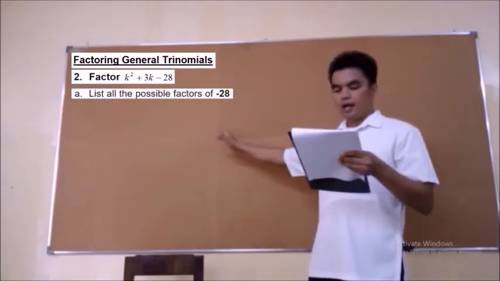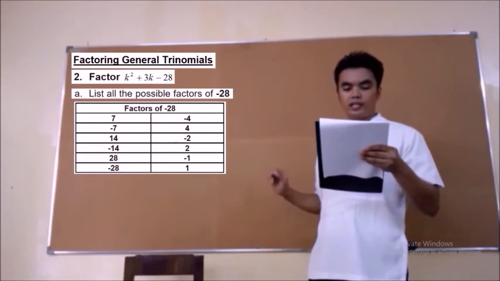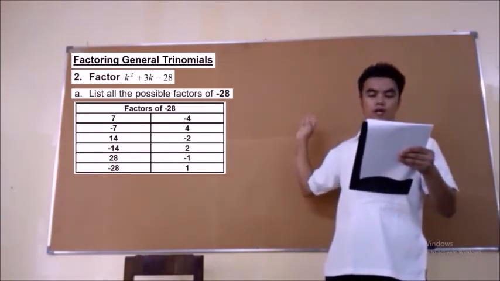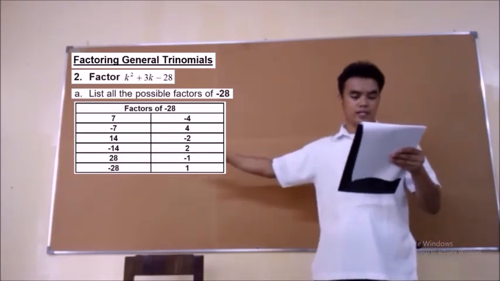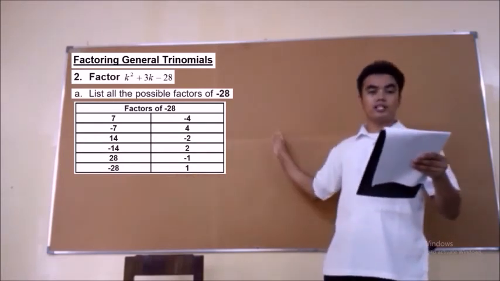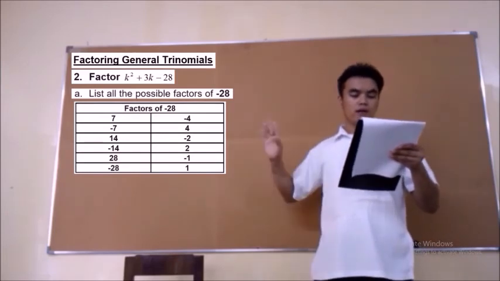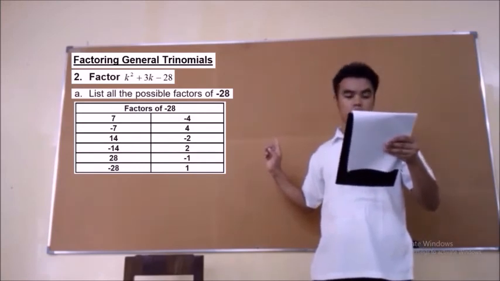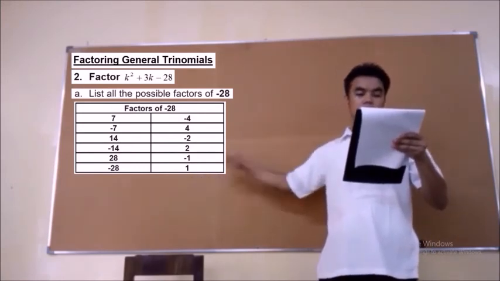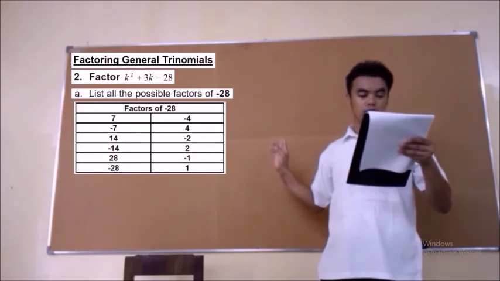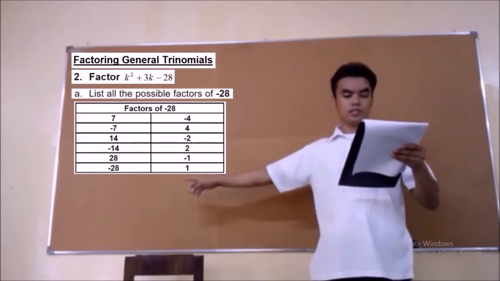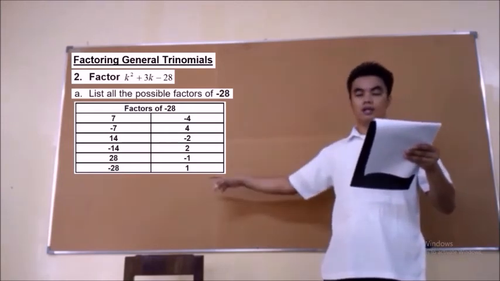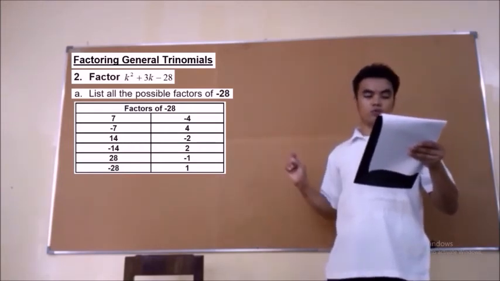So, these are the factors of negative 28. 7 times negative 4 is negative 28. Next, negative 7 times 4 is also negative 28. Next, 14 times negative 2 is negative 28. Negative 14 times 2 is negative 28. 28 times negative 1 is still negative 28. And negative 28 times 1 is still negative 28.